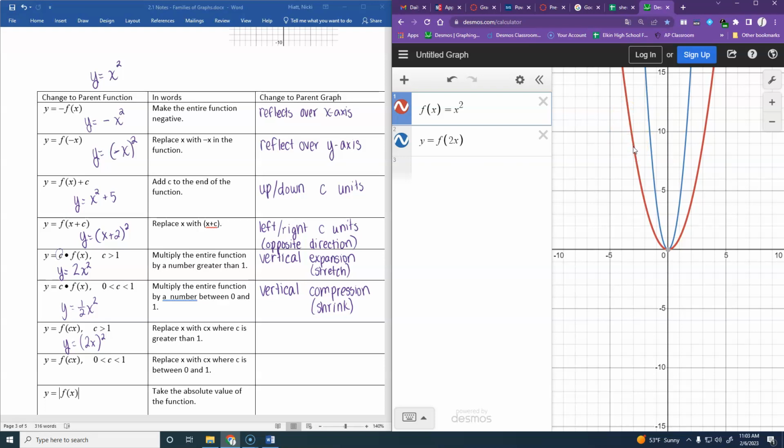It looks a whole lot like what happened when I multiplied it by 2, right? It looks like it stretched it out. But that's not actually what's happening here, okay? What's happening here, because that number is on the inside, it is a horizontal compression, okay? So you're squishing it that way.